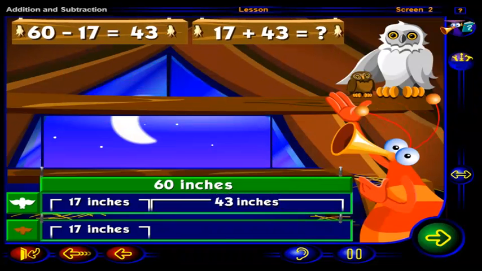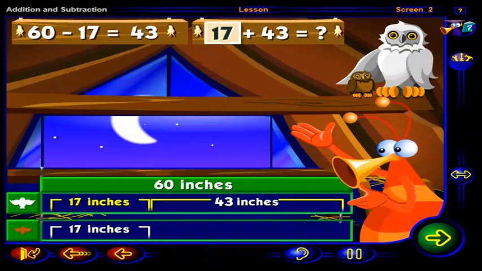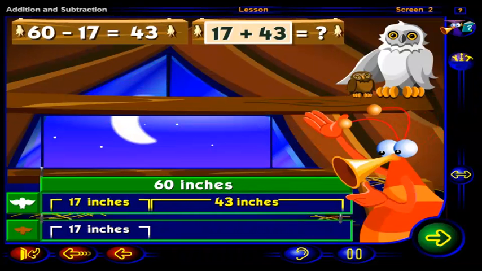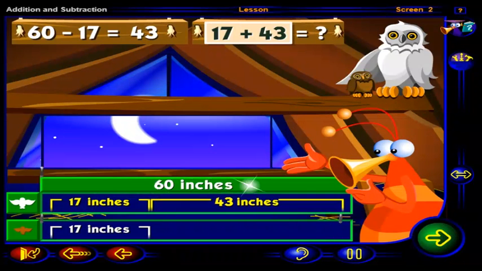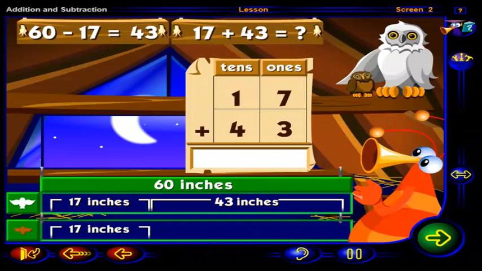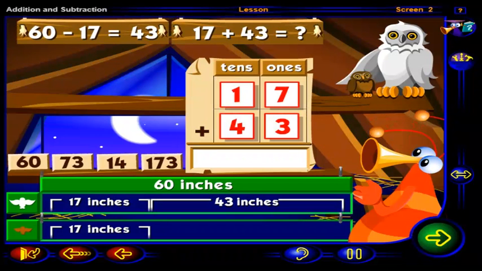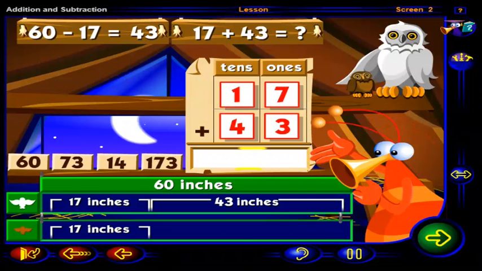If we start with the wingspan of the pygmy owl, 17 inches, and add the difference that we found, 43 inches, we should get the wingspan of the snowy owl, 60 inches. What is the sum of 17 and 43? Drag a number here, then click OK.